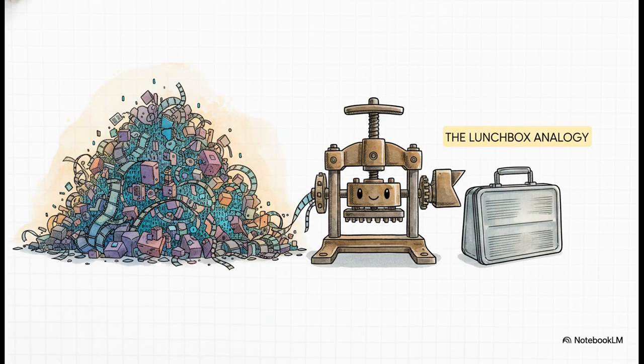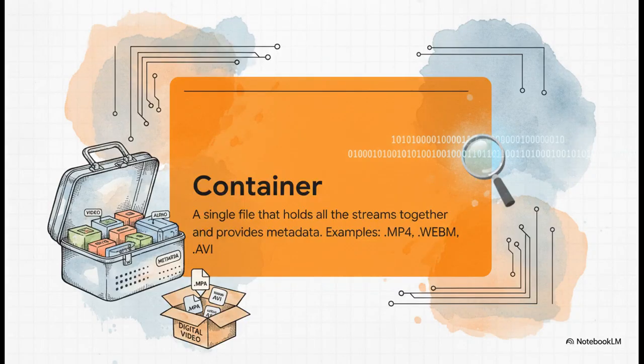And that right there is the fundamental problem of digital video. The raw data is just enormous. So the solution, of course, is compression. And to really get our heads around it, I want you to think of a video file as a kind of digital lunchbox. Okay, so first up, you've got the container.